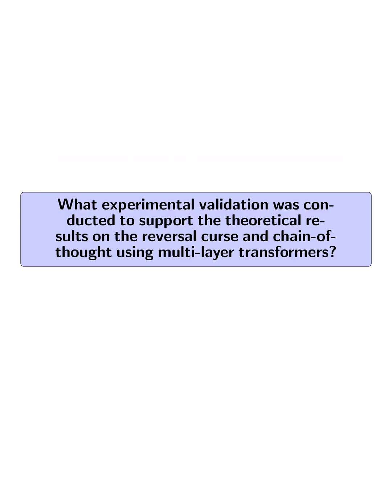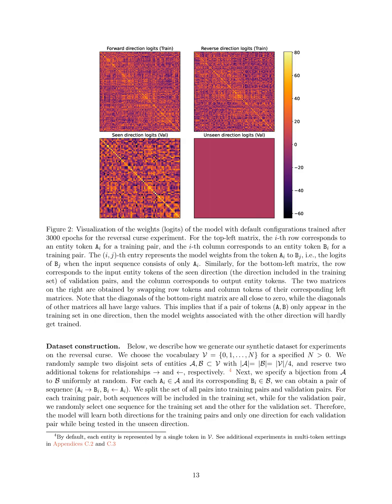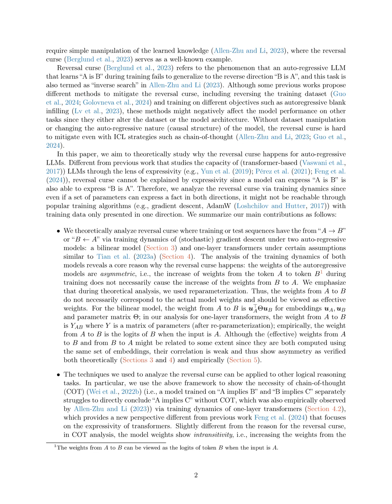What experimental validation was conducted to support the theoretical results on the reversal curse and chain of thought using multi-layer transformers? The experimental validation involved training multi-layer transformers based on the GPT-2 architecture. The experiments focused on synthetic datasets constructed to test the reversal curse and chain of thought phenomena.